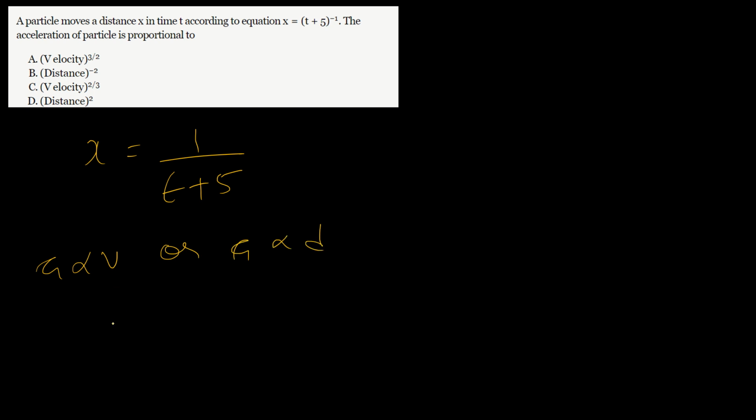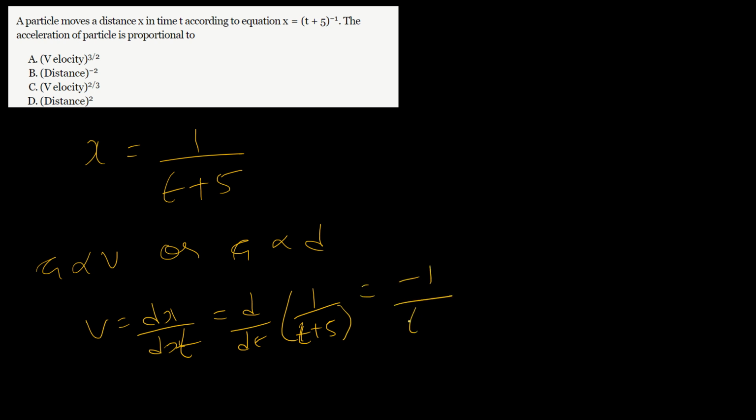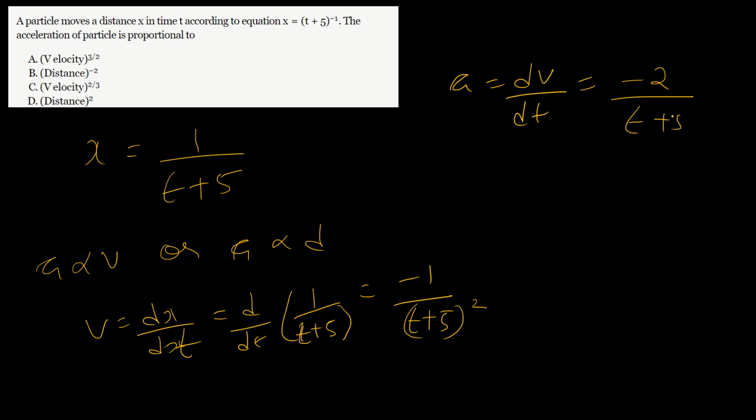So first of all, let us figure out the equation of velocity in terms of t. So v is equal to dx by dt, right? dx by dt is equal to d by dt of 1 by t plus 5, which is equal to minus 1 by t plus 5 the whole square, right? And with the help of this, we can find the equation for acceleration as well. a is equal to dv by dt, which is equal to what? When we differentiate it again, what will we get? Minus 2 by t plus 5 the whole cube.